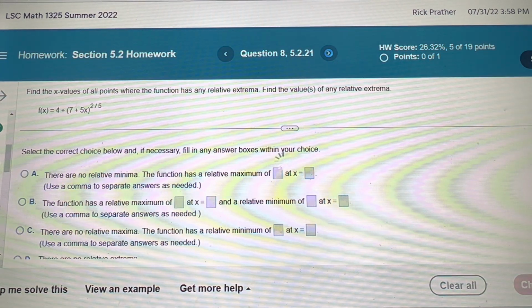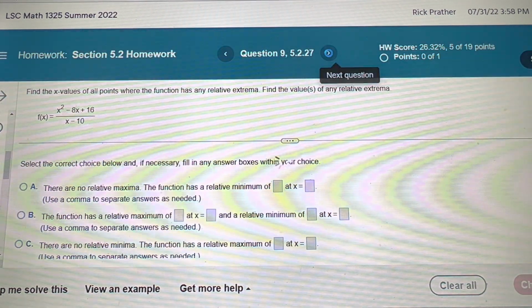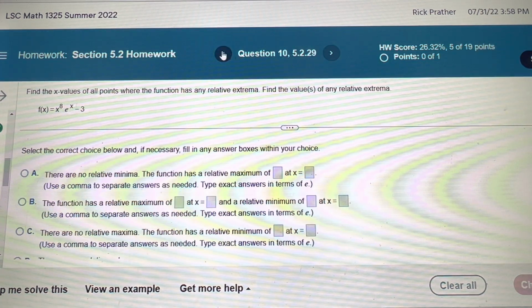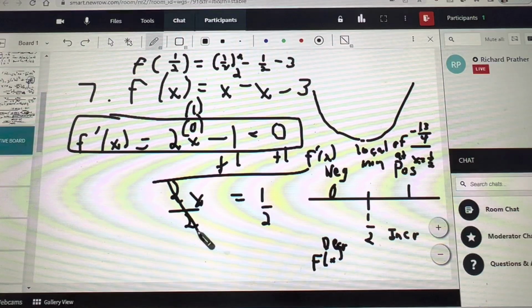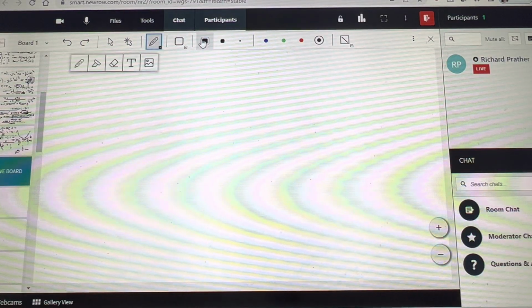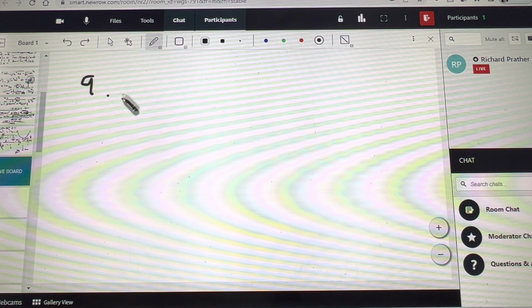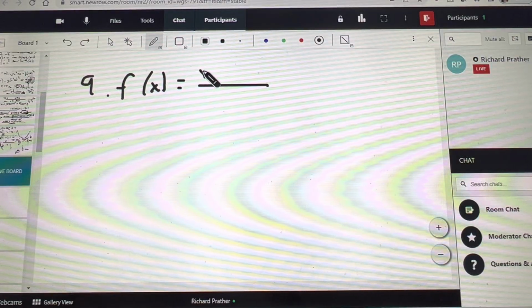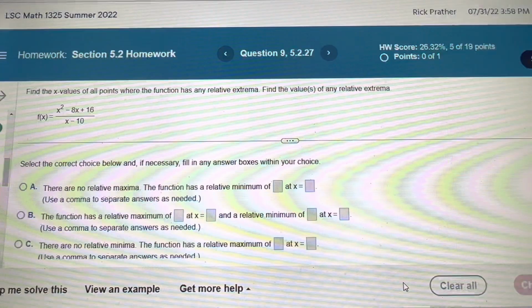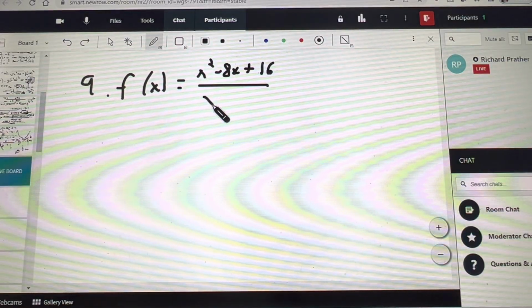Okay, so let's see which ones might be good to do that we haven't done yet. That might be a good one there. Let me go back to that. Number 9. What if you get a rational function? Number 9, the original function is a rational function. x squared minus 8x plus 16 over x minus 10.